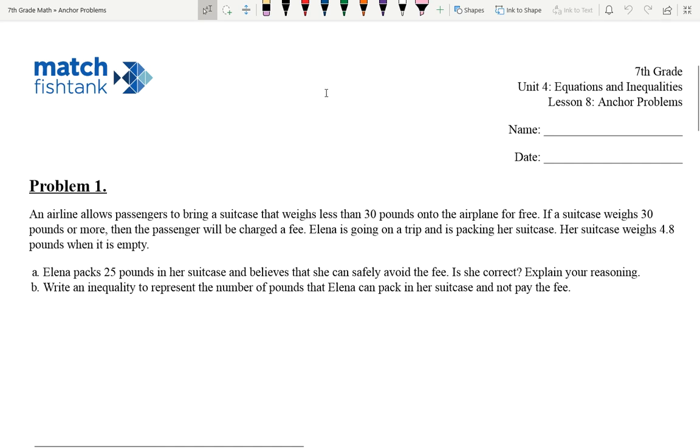Mr. Richards here. Today's 7th grade, Unit 4, Lesson 8, Anchor Problems, covers the topic of solving and graphing one-step inequalities. And before we get going, it's important to review a few things, such as what are these inequality symbols?